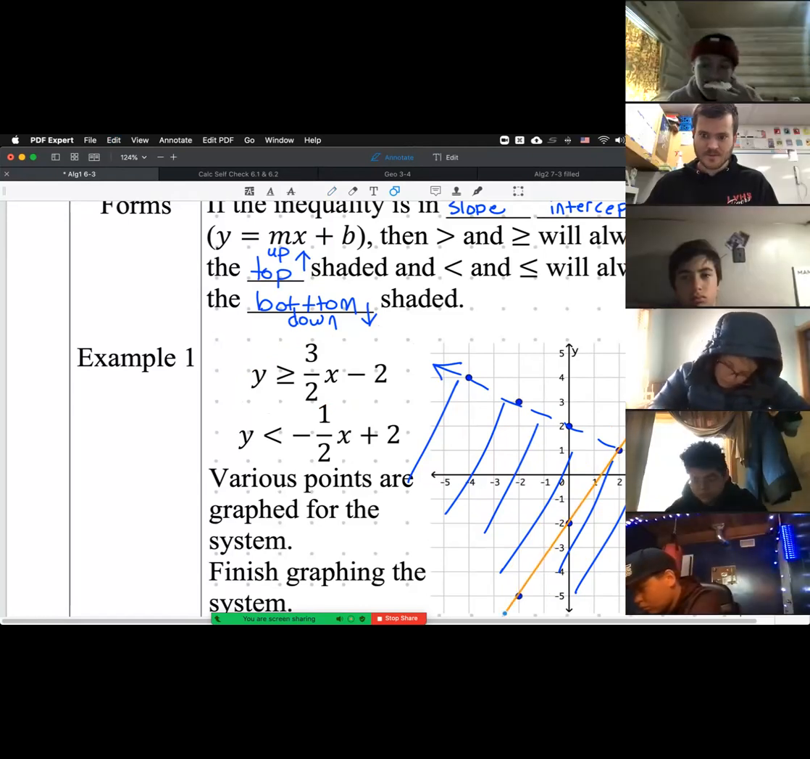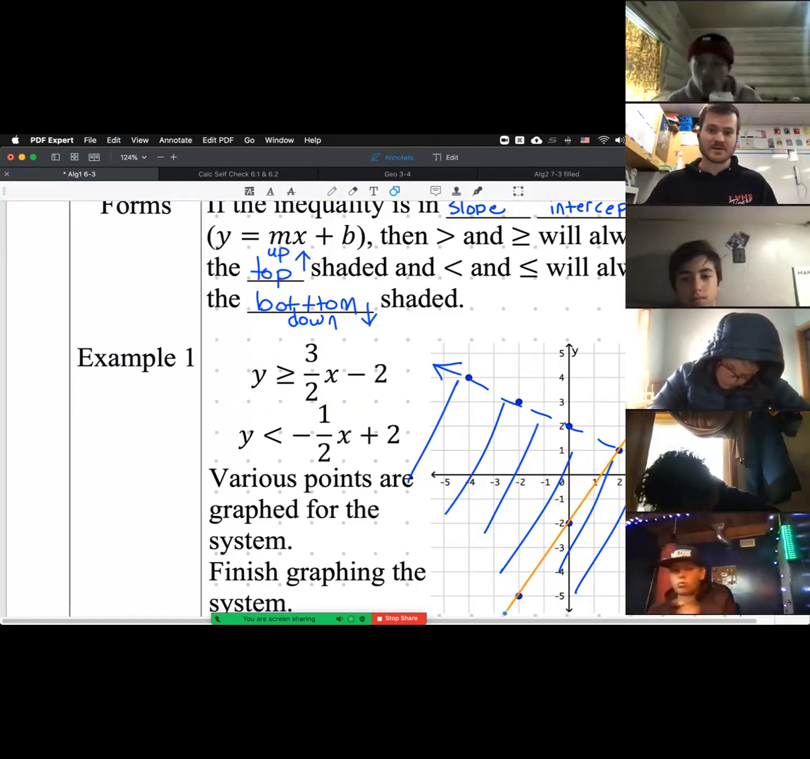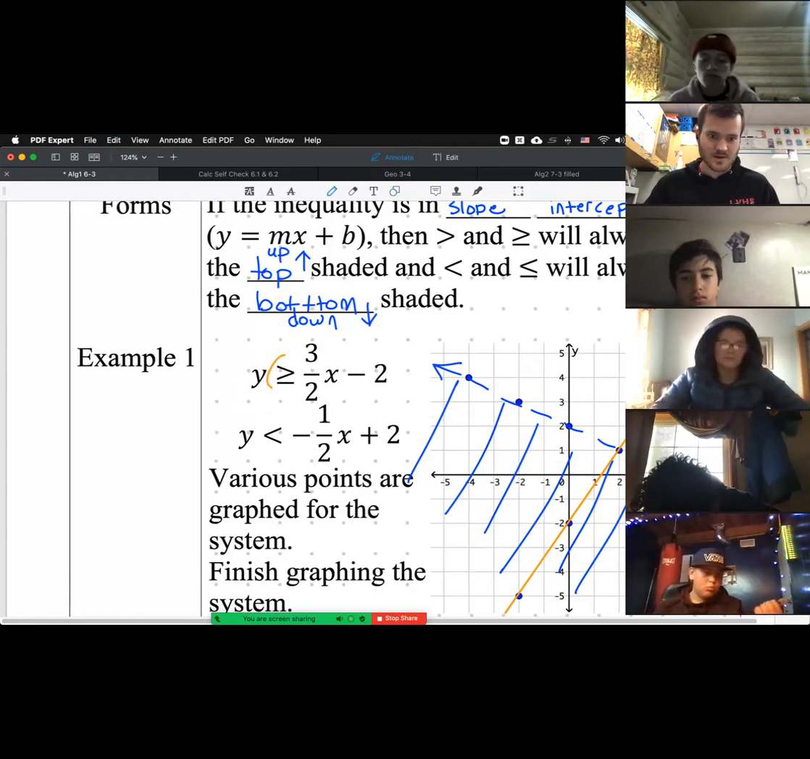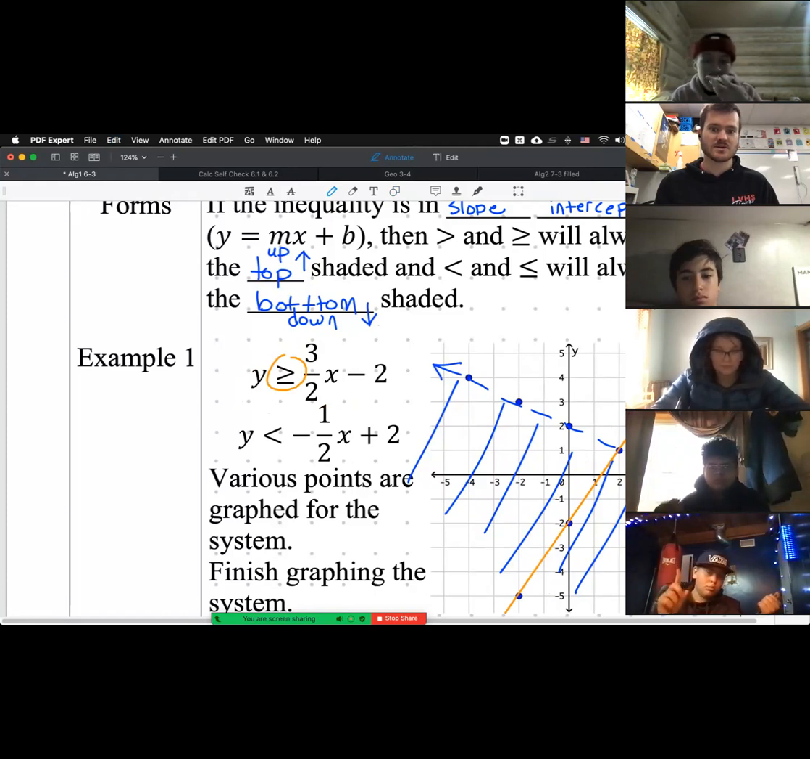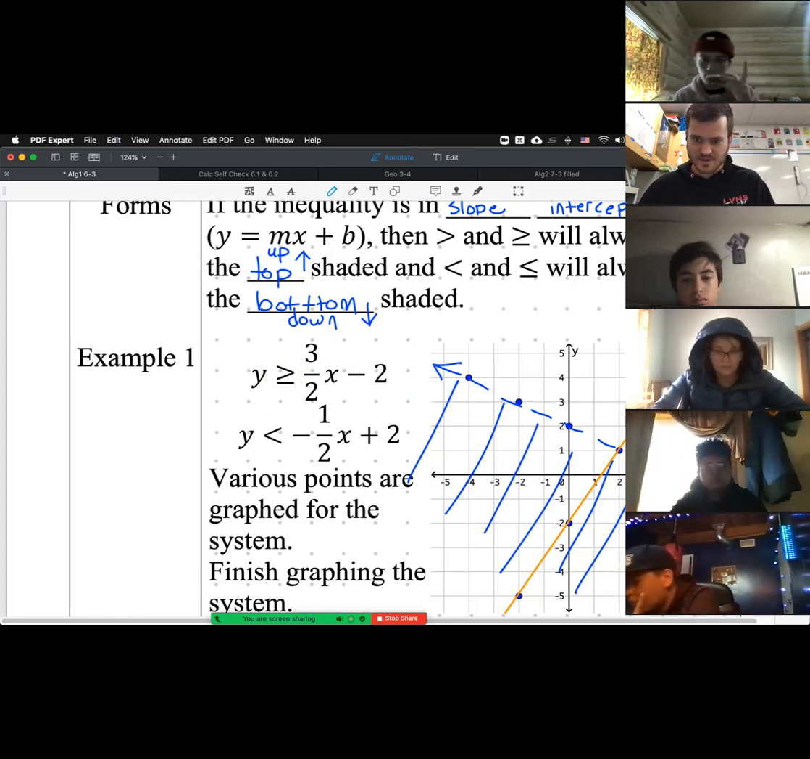And then everyone's going to vote on this one. Does this symbol right here mean shade up or does it mean shade down? Vote now. Shade up or down? What does that symbol mean? Only 3 people have told me, 4 people have told me. Okay, there it is, up. So I'm going to shade up.